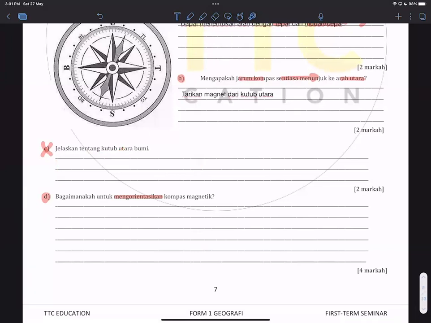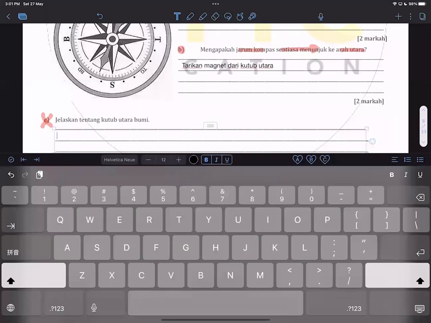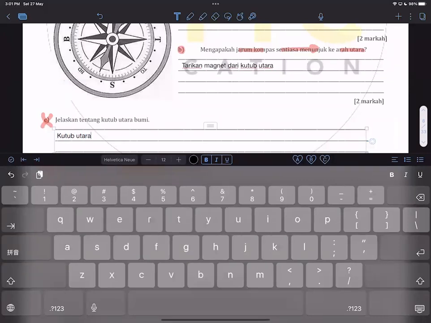Okay, I try to write down the bahasa for you, then you will know how wasting time for these questions. So Kutub Utara ialah bahagian paling utara bumi. Yes, the pole of the north.